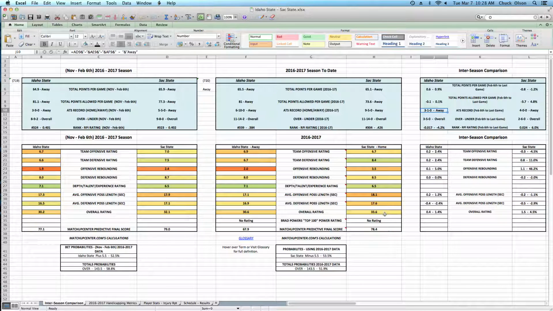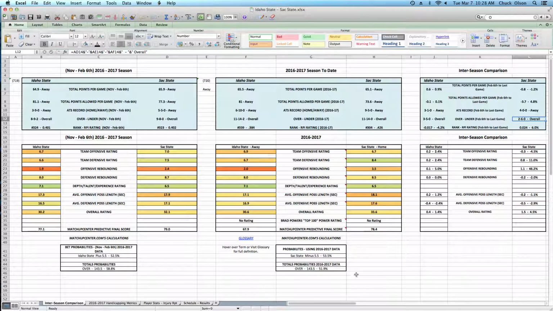Now, going back to our numbers and facts, if we look over here at Idaho State and Sacramento State, from February 6th to the last game, we see that against the spread, Idaho State has gone 3-1, and Sacramento State has gone 4-0. A little nod to Sacramento, but of course 3-1 is not bad either. Both of them look like they're playing to the under over the last 6 weeks, so that might be something you want to look at too.